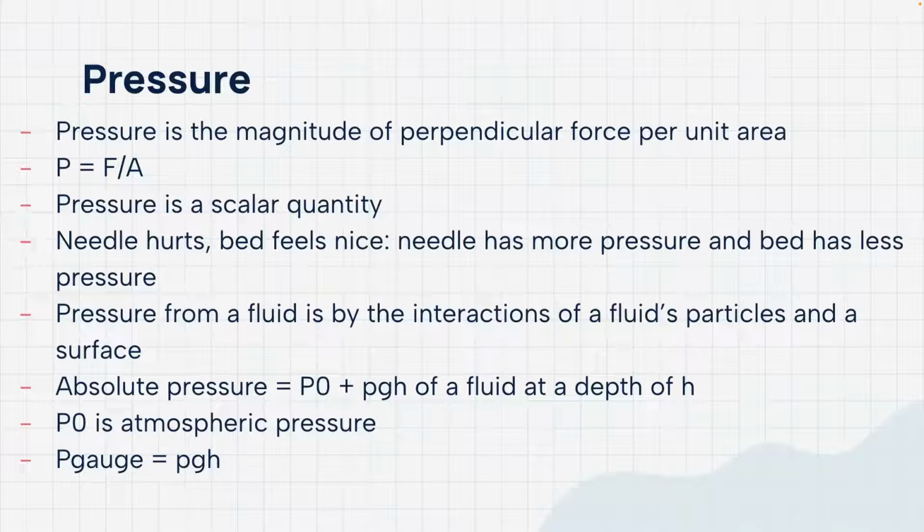Pressure from a fluid is governed by the interactions of a fluid's particles and the surface. The absolute pressure, the total pressure, is just the initial pressure at some point, P0, plus rho g h, where rho is the density of the fluid, and h is the depth down. P0 is the atmospheric pressure, and P gauge is just rho g h. The P gauge is just the new added pressure, not including the atmospheric pressure.